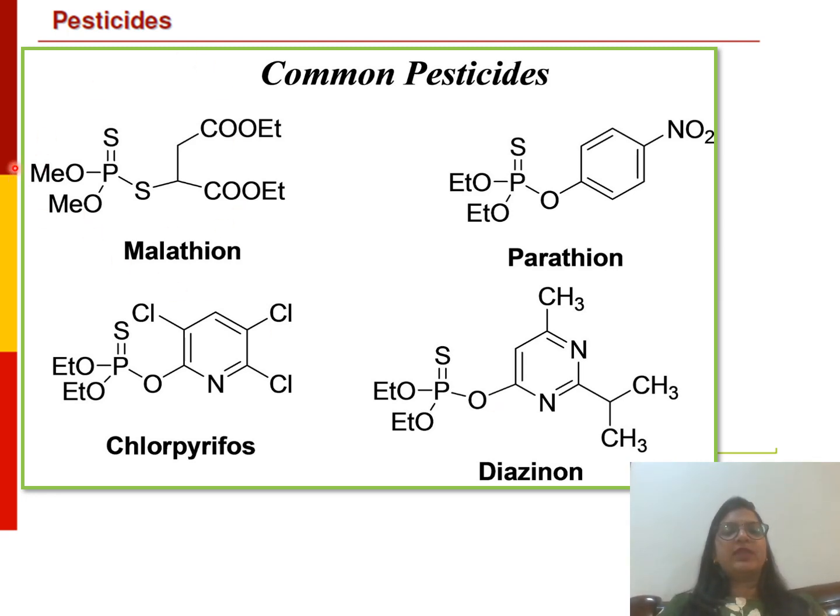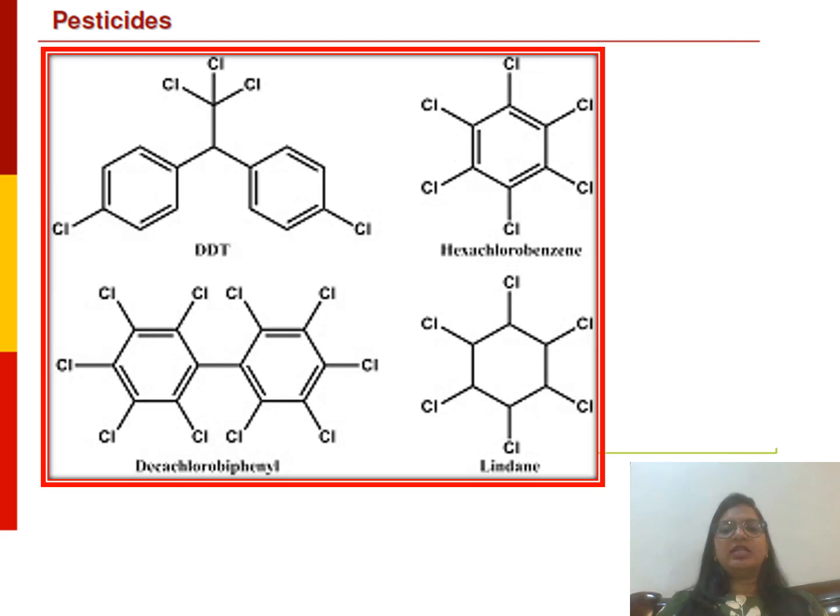You can see this is malathion, where we have phosphorus bonded to some organic compounds, and we will be having such kind of organophosphate linkage here. Similarly, you can find parathion, malathion, chlorpyrifos, diazinon. All such molecules belong to the organophosphate category.